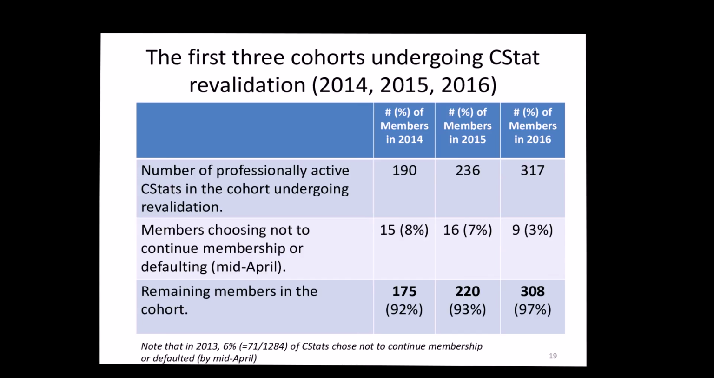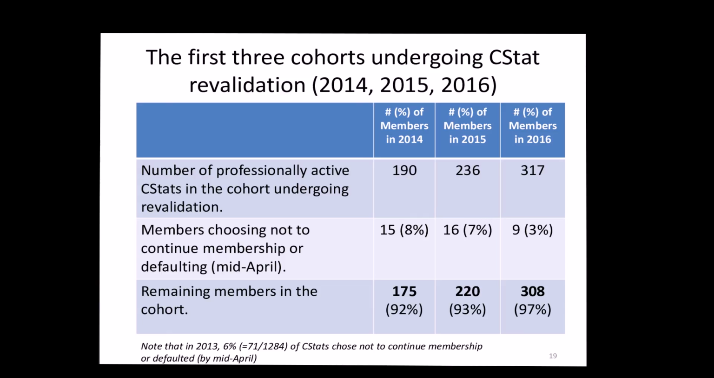On slide 19, you'll see the numbers of professionally active chartered statisticians in the first 3 cohorts undergoing revalidation in 2014, 15, and 16. Now, these were professionally active statisticians who received their CStat status prior to 2012, when the revalidation was introduced. So these cohorts included those who were awarded CStat status in 1993, when the award was initiated following the merger of the RSS and the Institute of Statisticians, and then in the subsequent years prior to the introduction of the CPD policy in 2004 and the following 7 or 8 years.